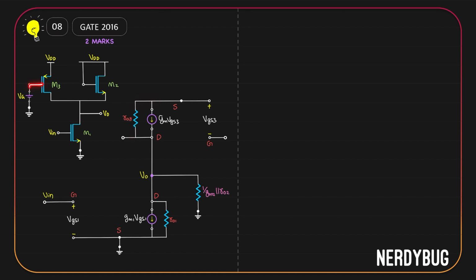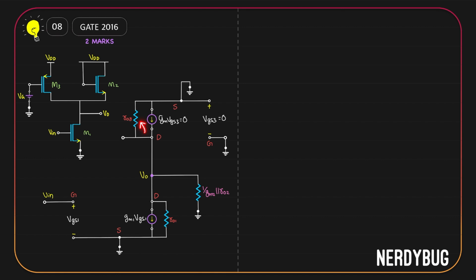Now at the gate of M3 we have VG. It will get shorted, so gate will be grounded. At the source we have VDD, so source will also go to the AC ground. Now take a look at VGS3. This end is at the ground. This end is also at the ground. So basically the potential difference between these 2 points is 0. That means VGS3 is 0. If VGS3 is 0, then gm·VGS3 is also 0.